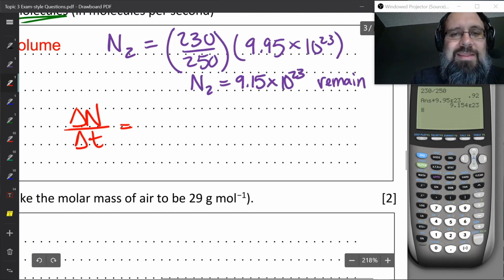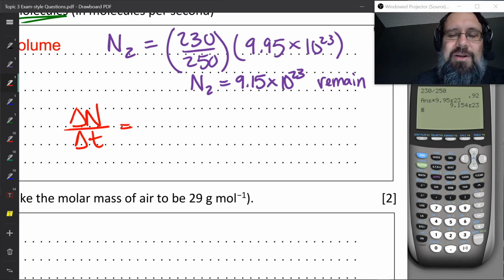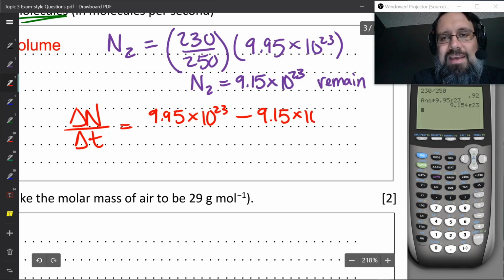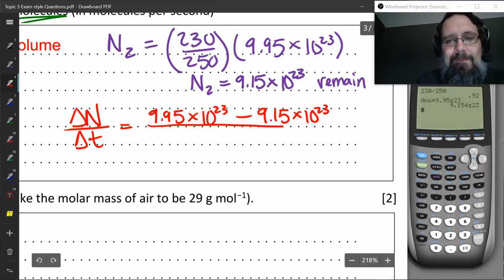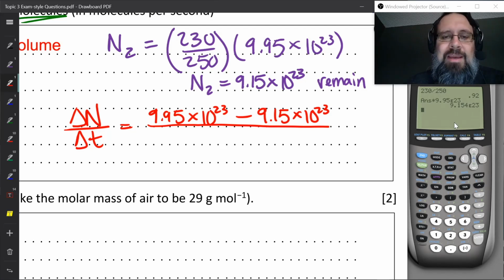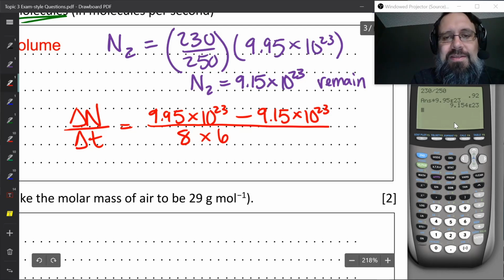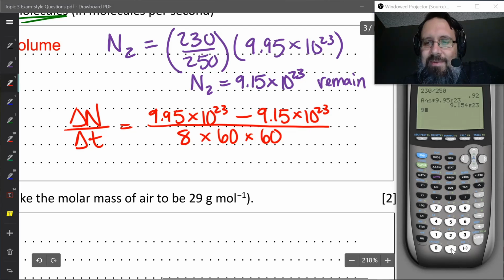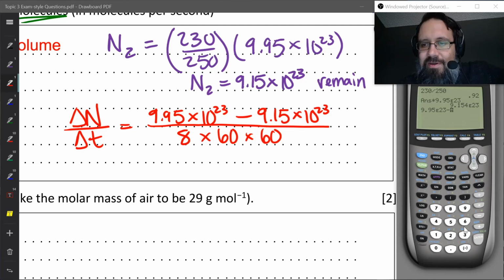All right, so the rate that we're losing particles: it's the amount we started with, 9.95 times 10 to the 23rd, subtracted by the amount that remained, and that gives us the amount that we lost. Then we divide by the time, which was 8 hours. I'm going to multiply that by 60 and then by another 60, so I get it in per second. We're calculating the number of molecules per second that leave the tire. So 9.95 times 10 to the 23rd, subtracted by this number, and then divided by 8 times 3600.